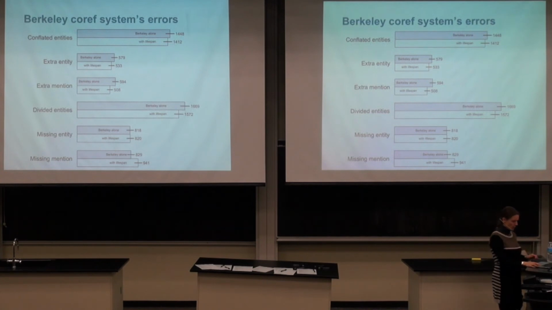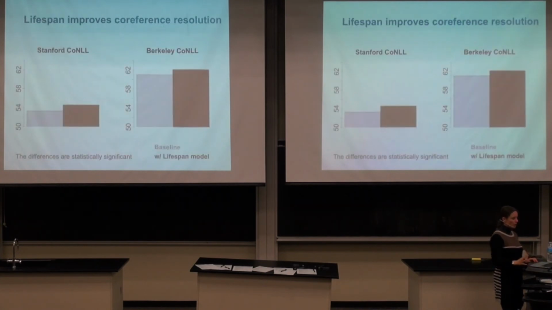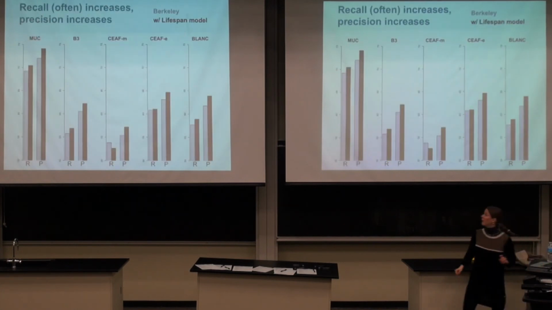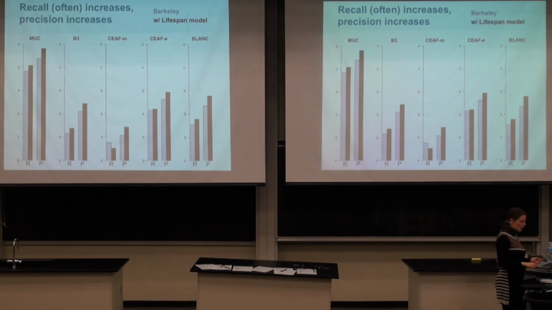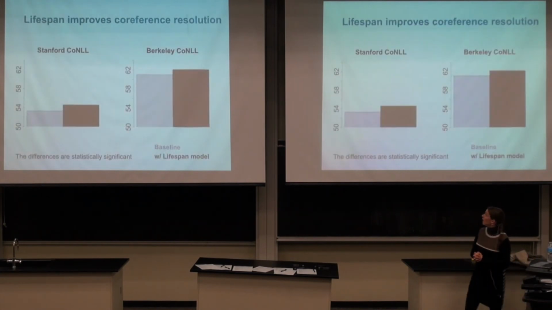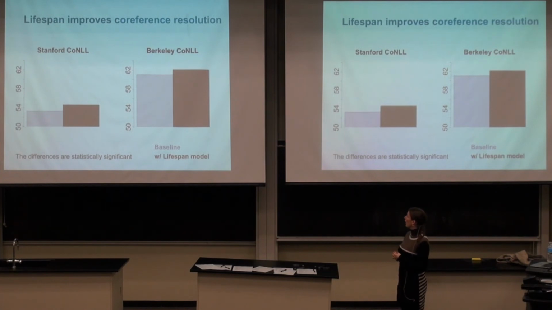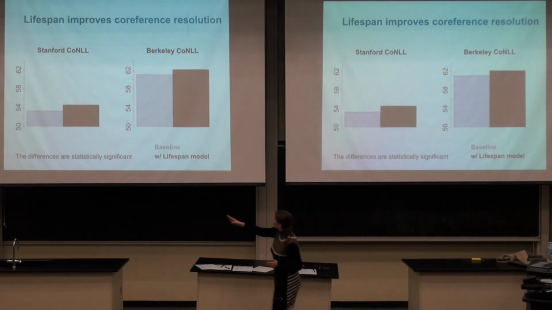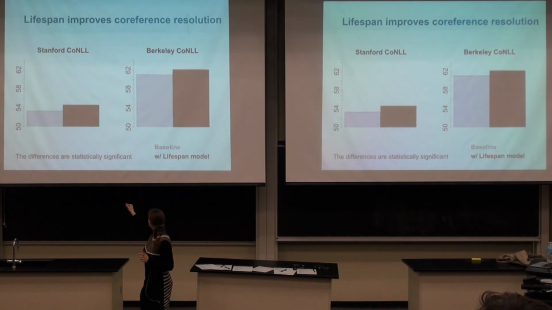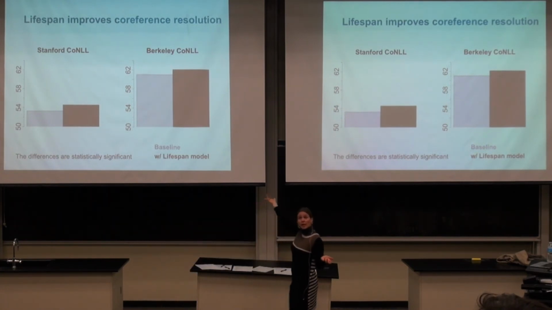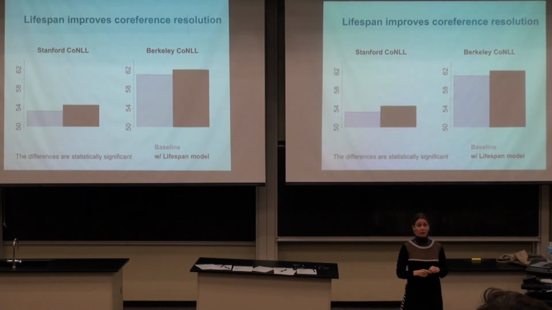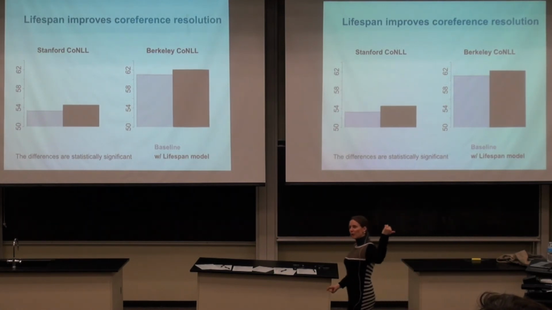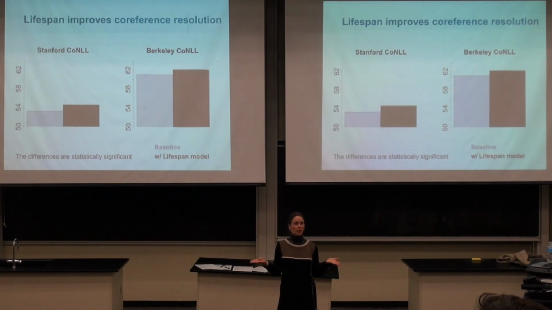well. So overall, one of the measures is what's called the CoNLL measure, which, if I go back, is the average of those three: MUC, B-cubed, and CEAF measures. You see that when we add this lifespan model as a prefiltering step in the Stanford system, and as a feature in the Berkeley system, we improve the result on coreference. I showed you the result at the beginning, right? Computers are really bad at this.